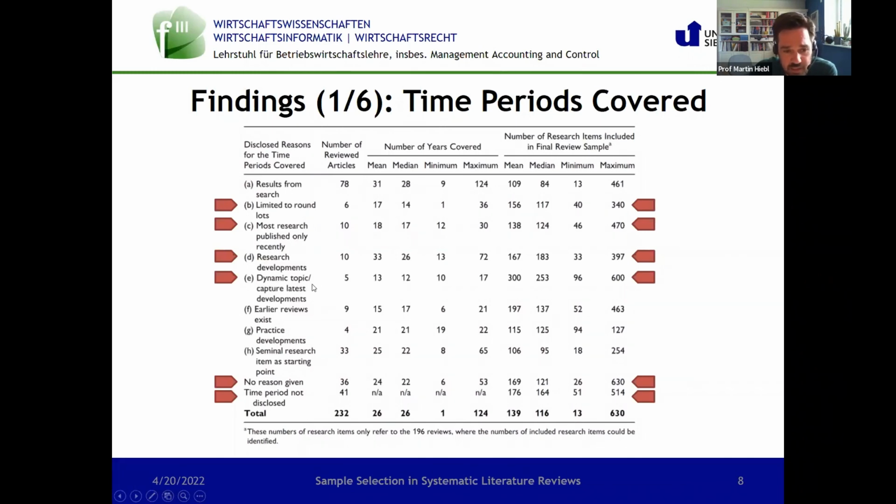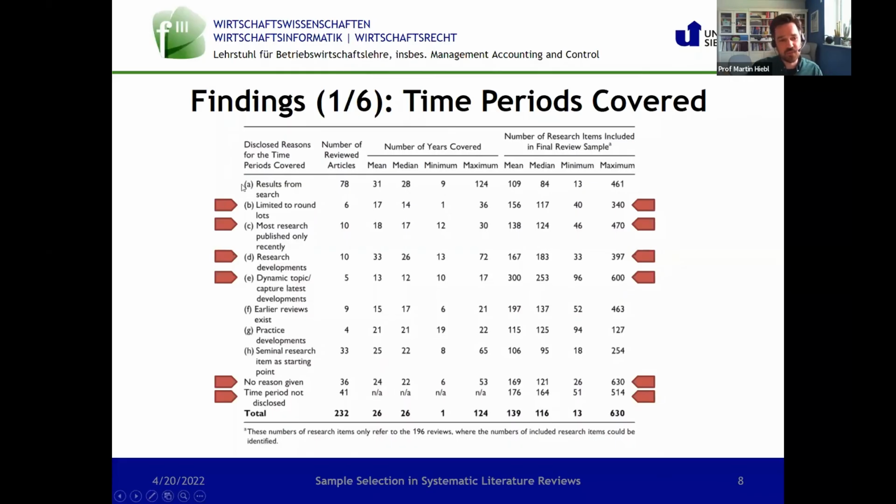And similarly, some said they focus on a very dynamic topic and only want to capture the latest developments in this topic. This reasoning was only applied by 5 papers in my review sample. Here you could say they covered 300 papers on average, which is quite a lot for a narrative reporting of those review findings. But you could ask, is this really transparent or very structured? I guess not. So these were the not best practice examples first.